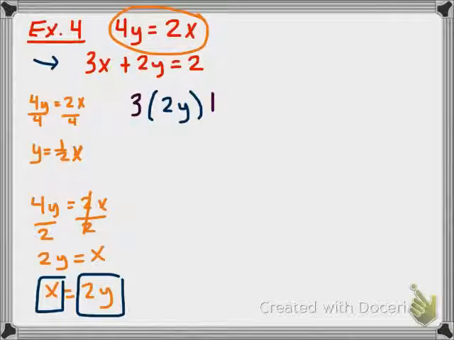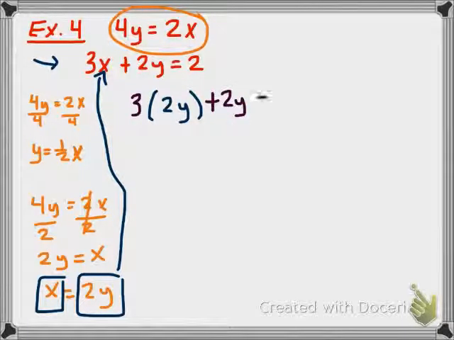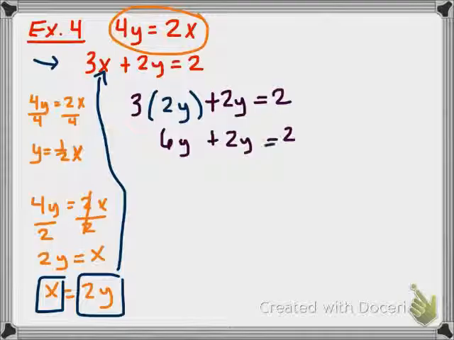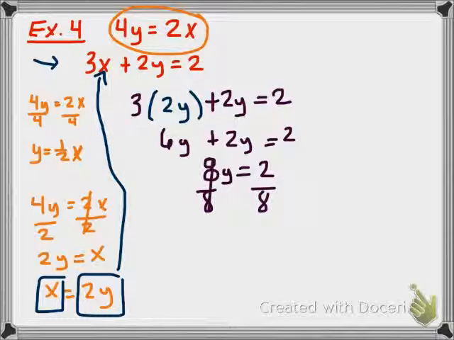So 3 times 2y plus 2y is equal to 2. 3 times 2, 6y, plus the 2y is equal to 2. Now 6 plus 2, well, that's 8y, is equal to 2. If I'm trying to solve for y, I would have to divide by 8. So y is 1/4 when it reduces. So 2 over 8 reduces to 1/4.